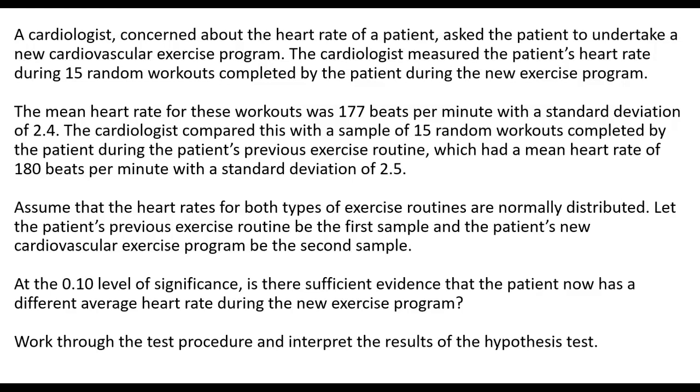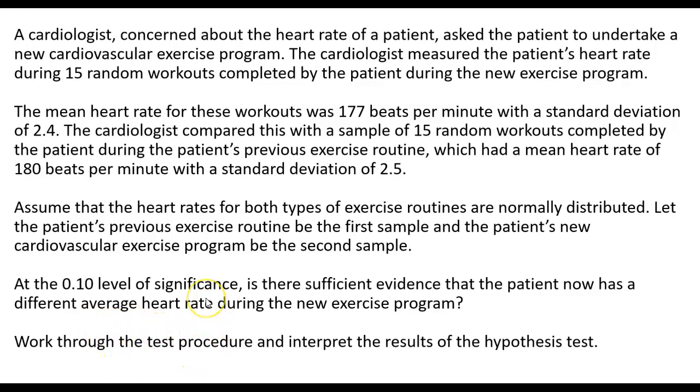Assume that the heart rates for both types of exercise routines are normally distributed. Let the patient's previous exercise routine be the first sample, and the patient's new cardiovascular exercise program be the second sample. At the 0.10 level of significance, is there sufficient evidence that the patient now has a different average heart rate during the new exercise program? Work through the test procedure and interpret the results of the hypothesis test.